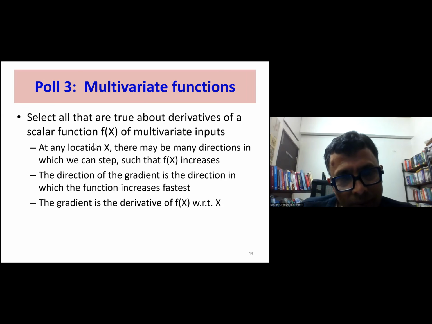Is this first statement true? Yes, there are many directions in which you can step such that f of x increases. Second one, also true, right? The direction of the gradient is the direction in which the function increases fastest. What about the third one? No, the gradient is the transpose of the derivative, right?